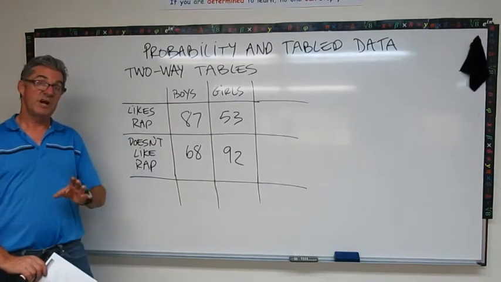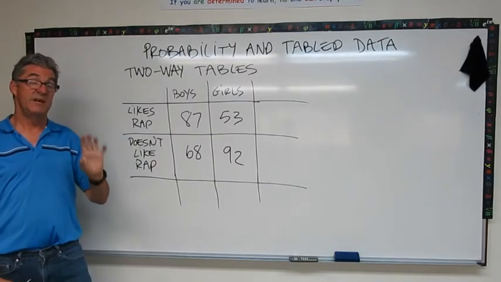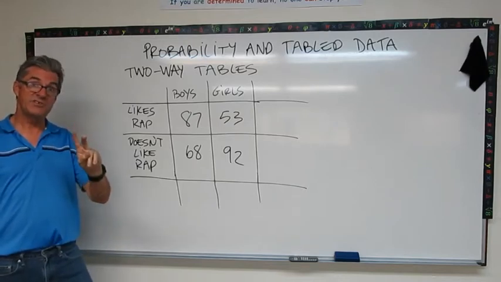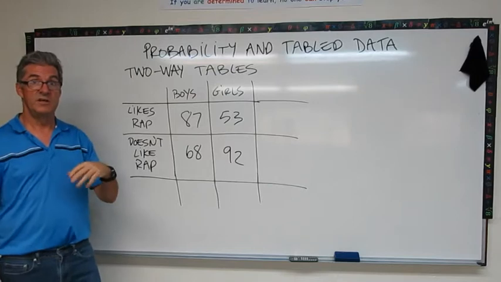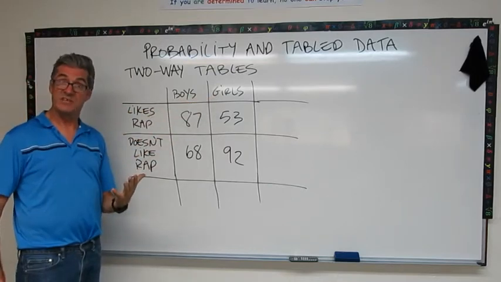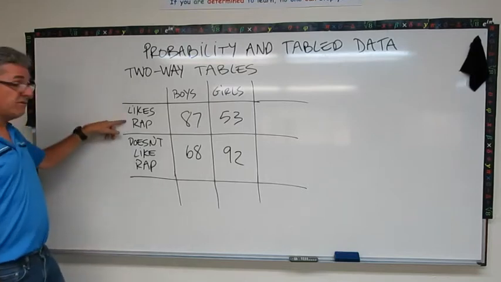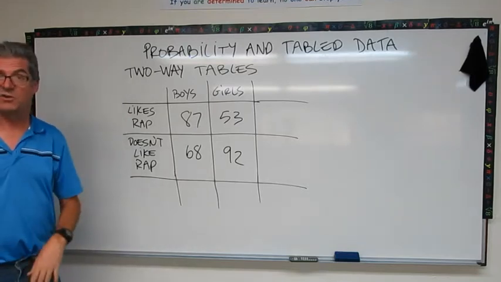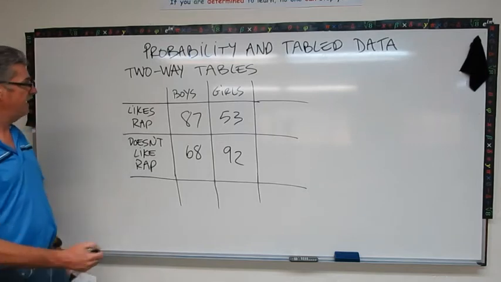Okay, now we're going to do a kind of table called a two-way table. And these are very common, and they help us compare 2 populations across 1 question. So in this case, we're asking boys and girls about their musical tastes. Specifically, do you like rap or do you not like rap? Okay, and we asked a bunch of boys and girls this question, and here's the data we got.